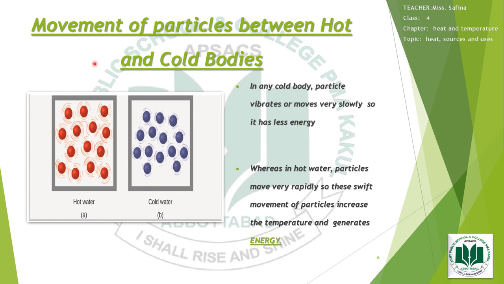Students, now we are going to discuss the movement of particles between hot and cold bodies. First of all, we will define it through a diagram. Here we have two cylinders. In cylinder A we have hot water and in cylinder B we have cold water. Students, we can see the movement of particles in hot water is very high. So whenever the particles of any body move very rapidly, it shows that the temperature of that body is very high and it will generate energy.